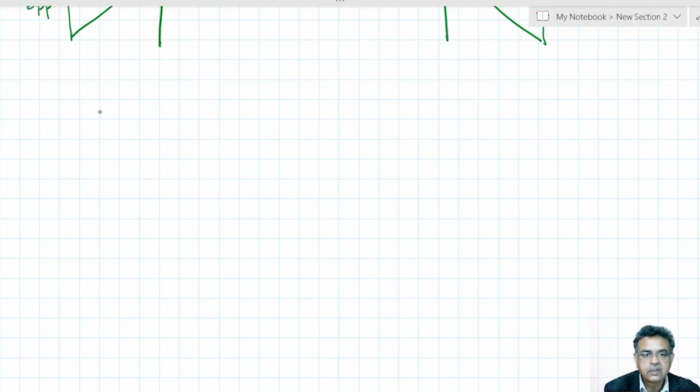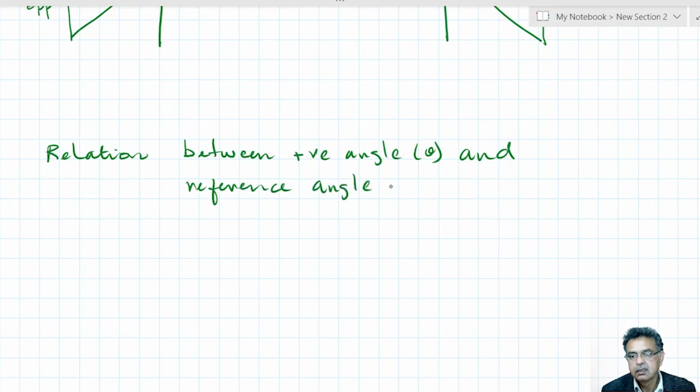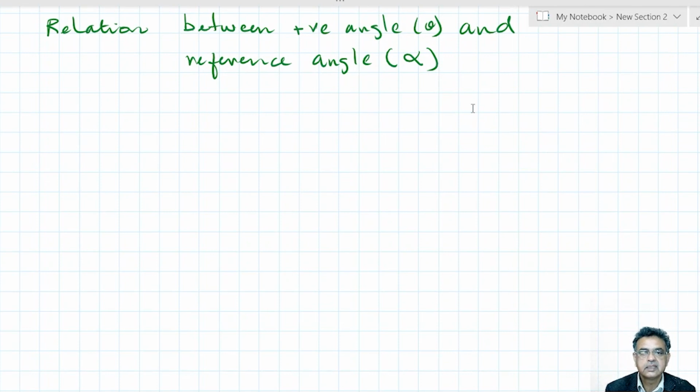Okay, now the relation between the positive angle, that is theta, and the reference angle, that is alpha. So the relation between theta and alpha, once again we will relate them in all four quadrants.